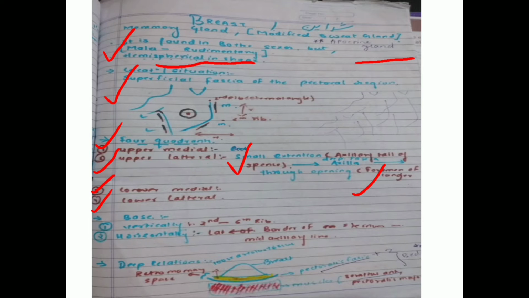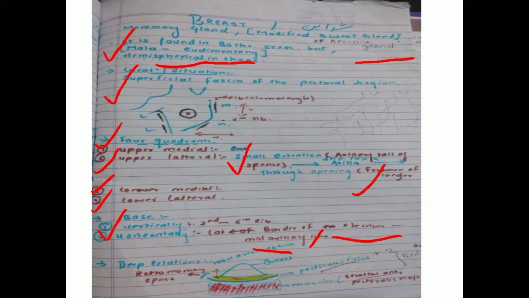Now we have seen the quadrants of the breast. Now we will see the base where it is exactly situated. Vertically it extends from second rib to the sixth rib, and horizontally it extends from the lateral border of the sternum to the mid axillary line.